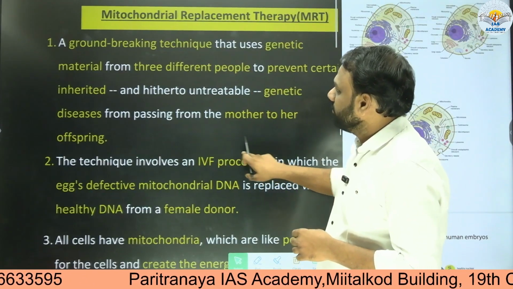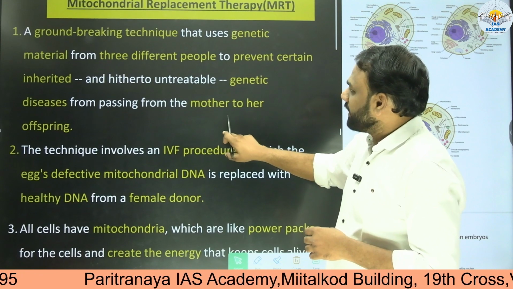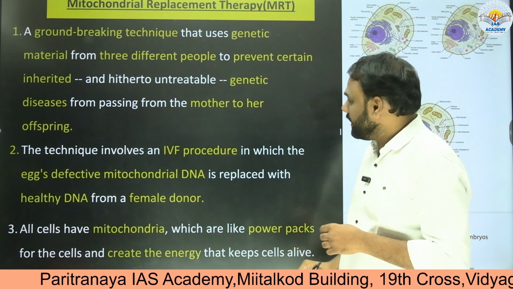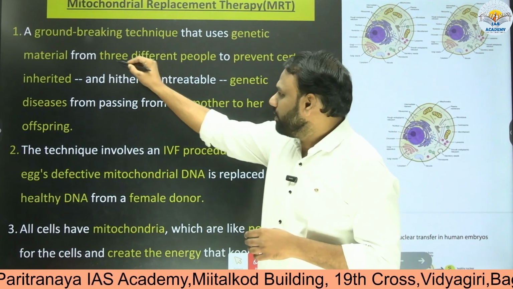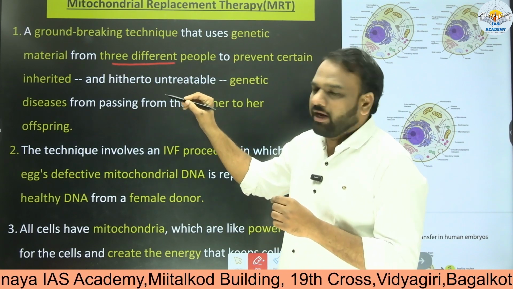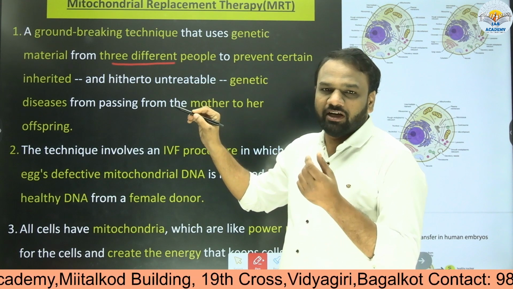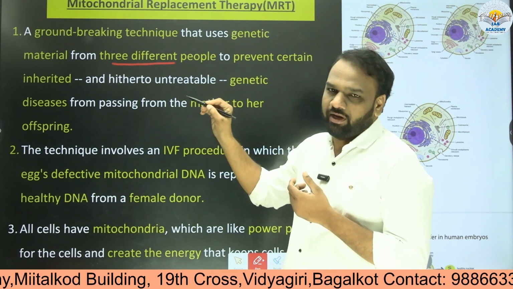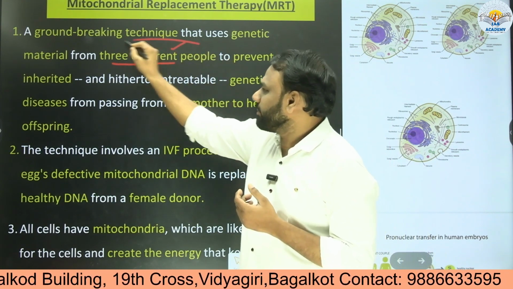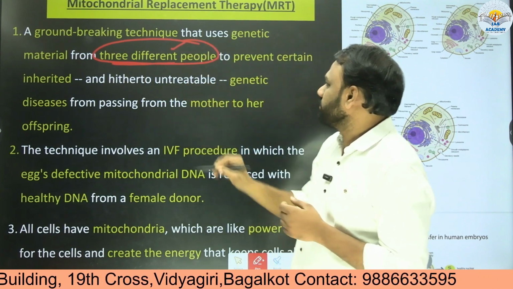So as I mentioned, it's a groundbreaking technique that uses genetic material from 3 different people. Who are the 3 different people? One is the actual father and mother, and the third person is the person who has donated the cell with good mitochondria, or correct mitochondria with no faults.